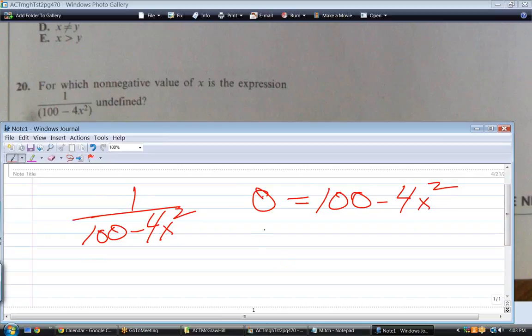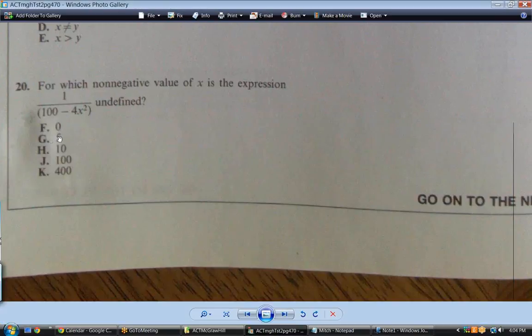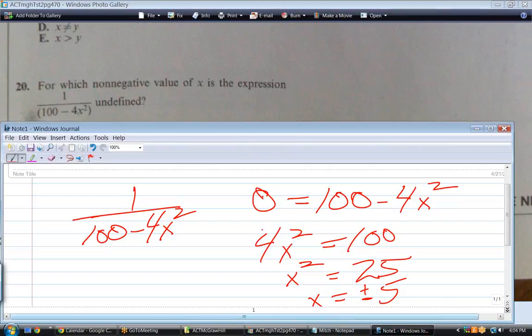So 4x squared equals 100. No, the x squared equals 25. So x equals 5. X equals plus or minus 5. Minus. But you're lucky because it said for which non-negative value of x. So they want the positive answer. And that's the only one they even put on there, is the positive one.